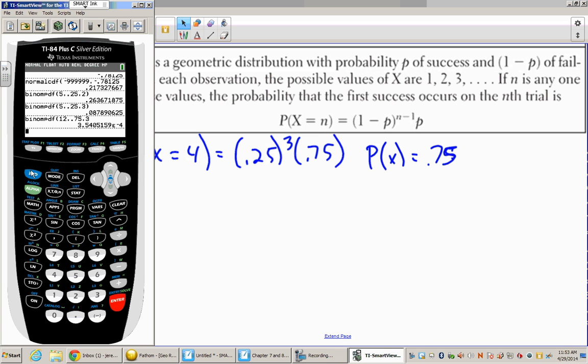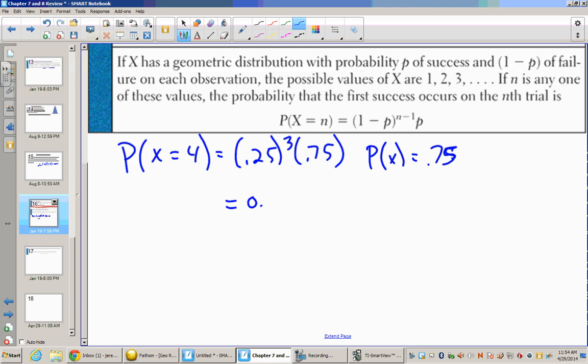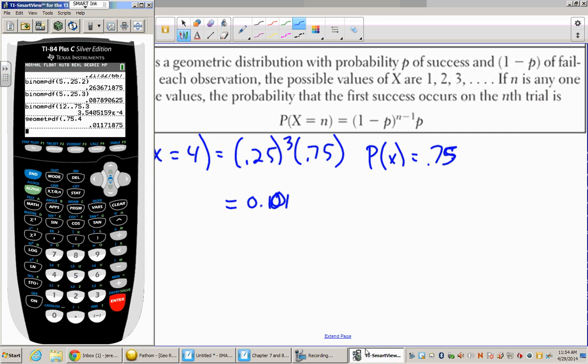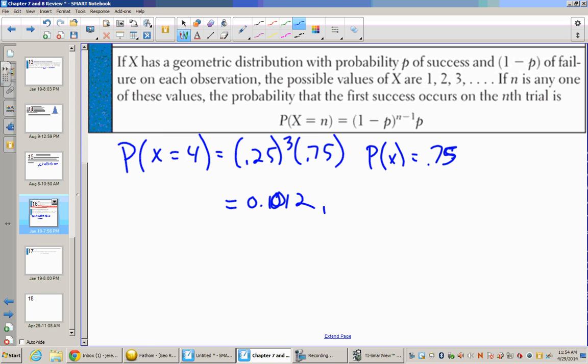Another way to do it is do your geometric PDF. Your probability of success is 0.75, and you want to make it on the 4th time, comma 4. You get that? And it's 0.0117, I think. Yeah, 0.012, something like that. And that's the probability that they make their first shot on the 4th time.